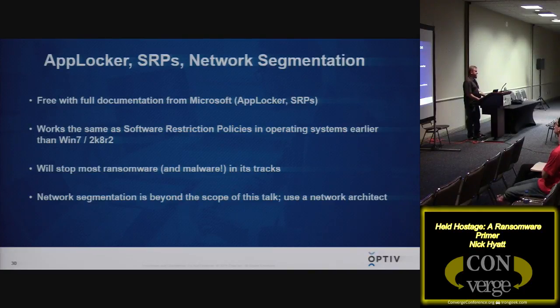AppLocker works the same as software restriction policies, but AppLocker is for Win7 and 2K8 R2 and higher, and SRPs are for lower systems. It will stop most ransomware and malware in its tracks, but it's super intensive to maintain. So there's a trade-off for it.